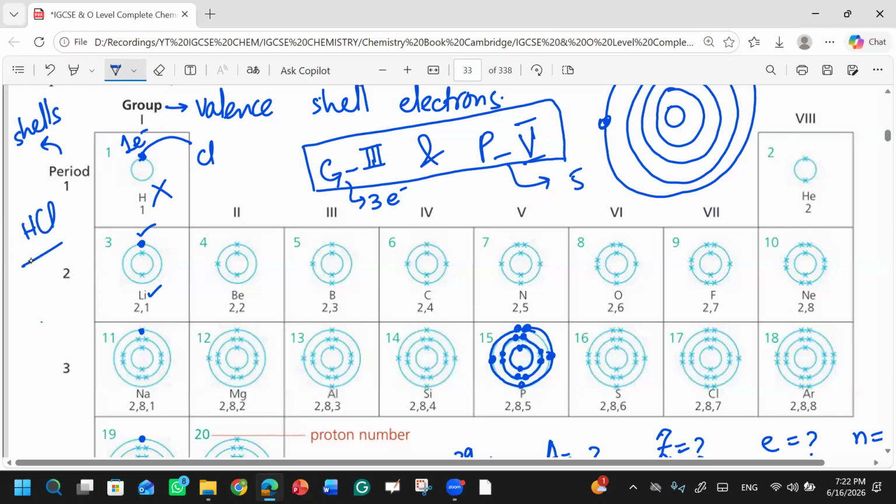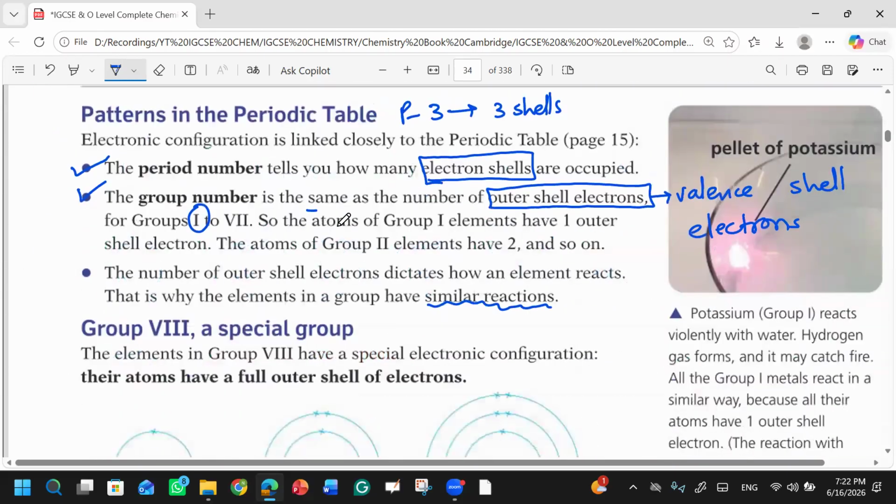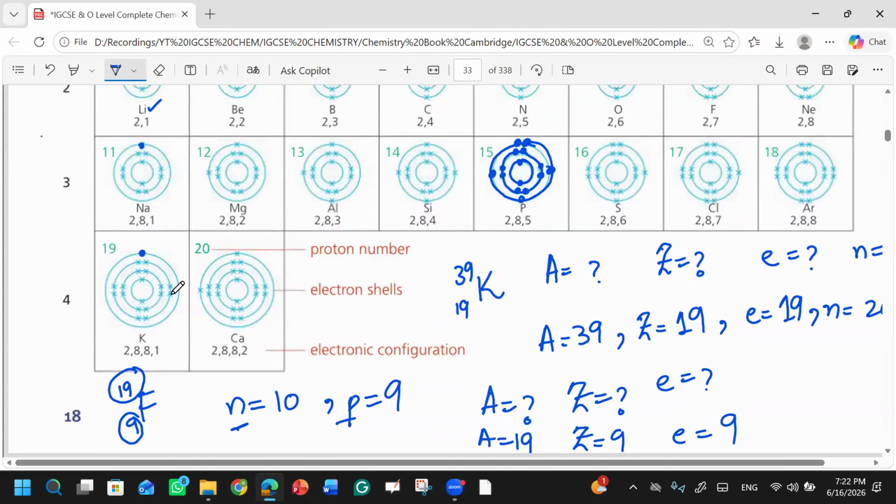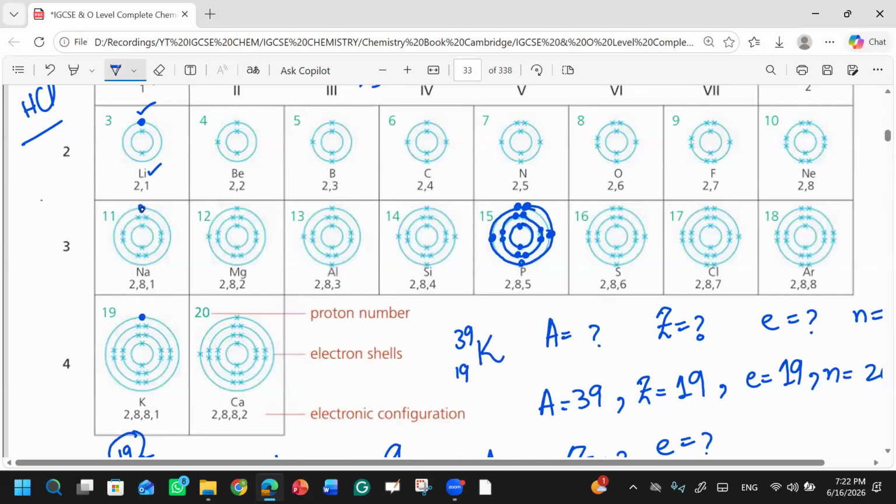I am repeating this again. For example, you have sodium and you have chlorine. You want to make a bond between them, and you know that sodium has one electron in its outermost shell, right? And how many electrons are there in the outermost shell of chlorine? Seven. So what does it mean?